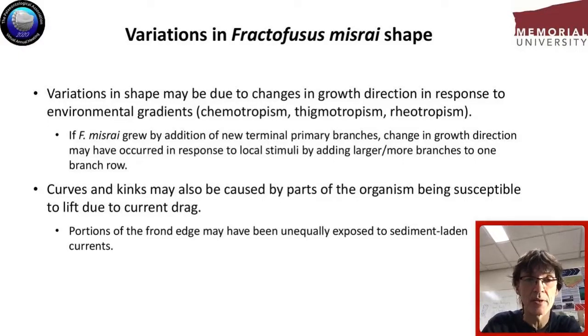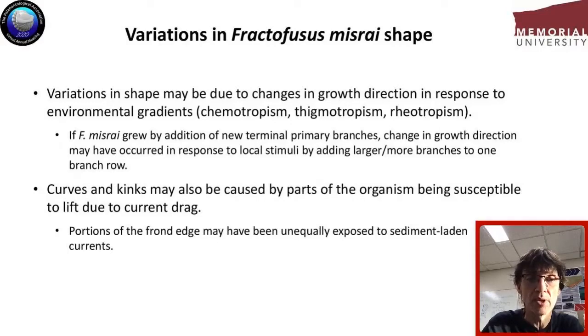It's worth pointing out here that changes in direction of growth for an organism like Fractofusus misrai would actually have been relatively easy to occur if the addition of new terminal branches was the main factor associated with growth, because all you need to do is stick in a larger or an extra branch at one of those 2 branch rows, and you'll automatically develop a curve in there.